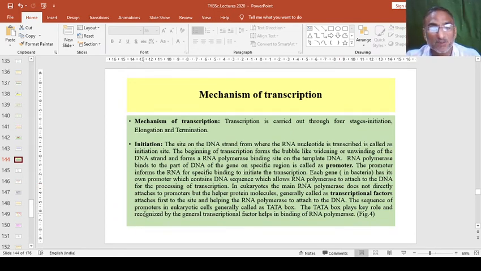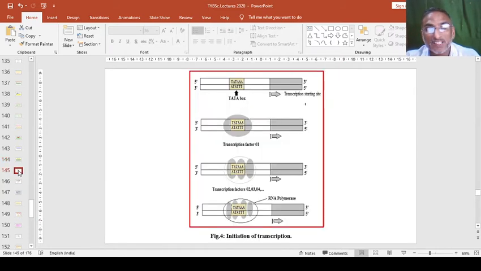The sequence of promoters in eukaryotic cells is generally called the TATA box, simply the thymine adenine box. The TATA box plays a key role and is recognized by the general transcription factors, helping in the binding of RNA polymerase. We have already seen that, but here in figure 4 this is also shown as the TATA site or promoter site.